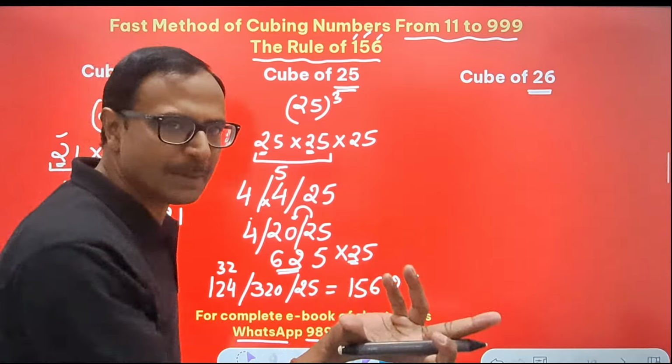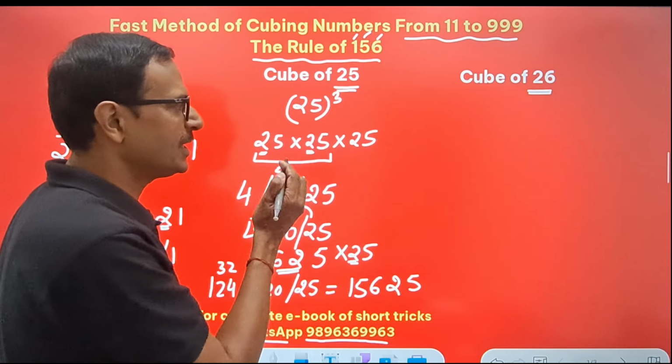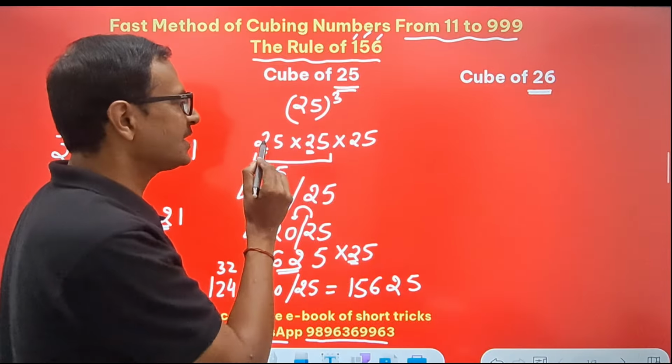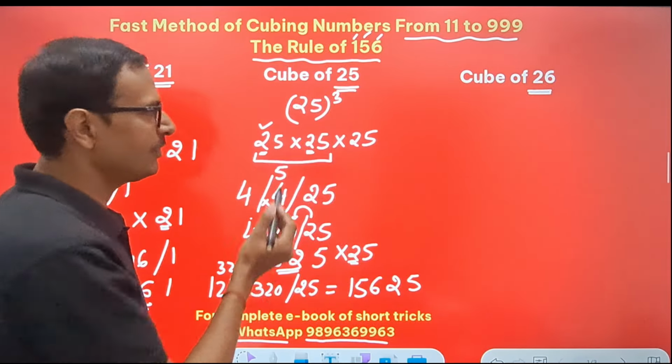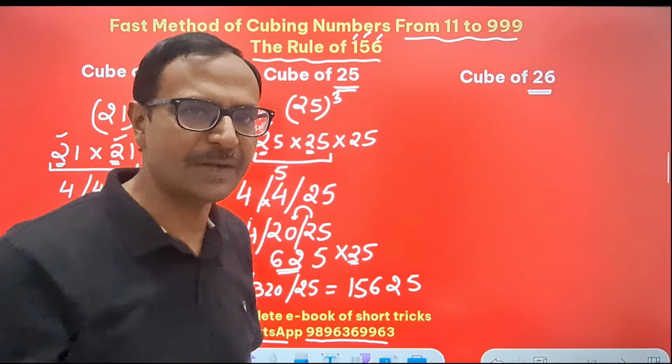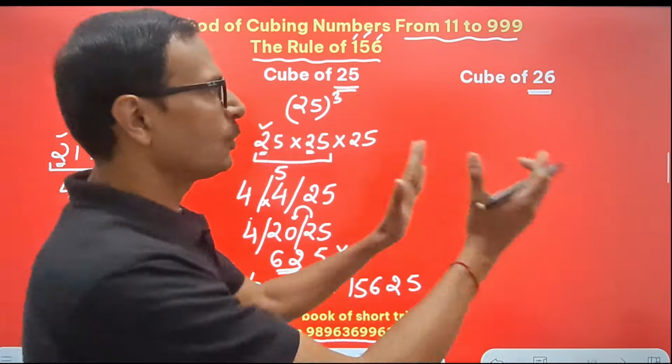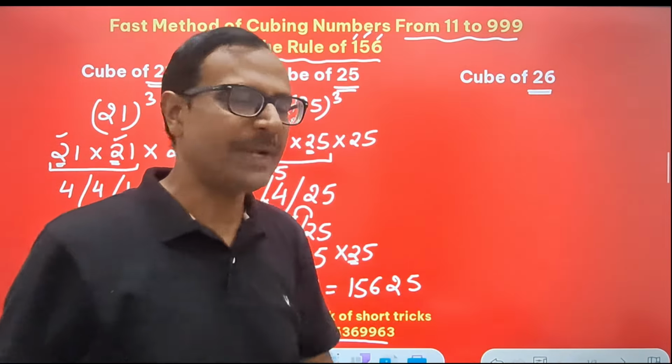You can use Vedic maths here. 25 times 25 is pretty easy. 25 times 25 can be done by prefixing 2 times 3, 6 with 25. That is a direct trick, the Vedic maths trick. Now we'll apply the same rule here for finding the cube of 26.